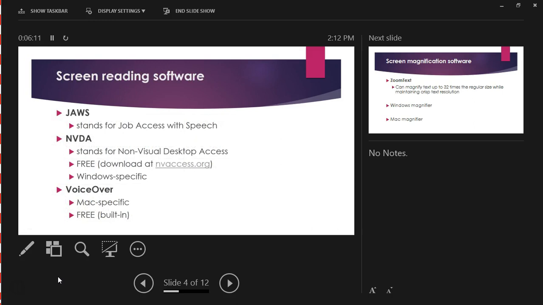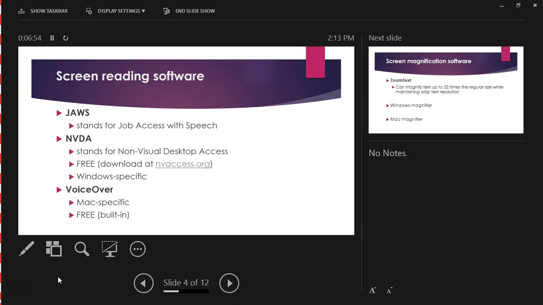So here are some of the specific brands that you might encounter. JAWS stands for Job Access with Speech. This is one of the most popular screen reading software programs. It does cost money, but has very high functionality, and most students that come to us who are totally blind or are becoming totally blind have been taught how to use it via various training programs before they came to us. NVDA I'm going to mostly be using today. That stands for Non-Visual Desktop Access. It is free. If you go to this website, you can download it. It is Windows specific, so they don't have a version for Mac.